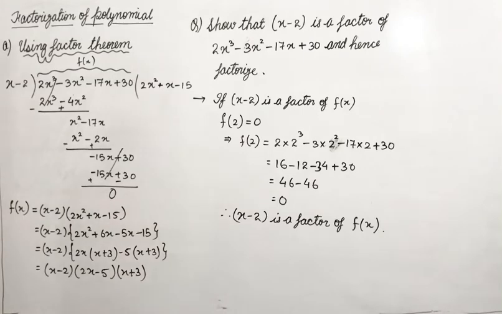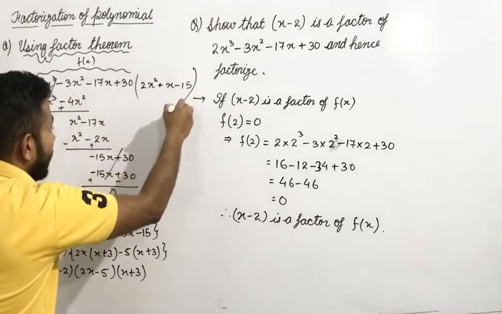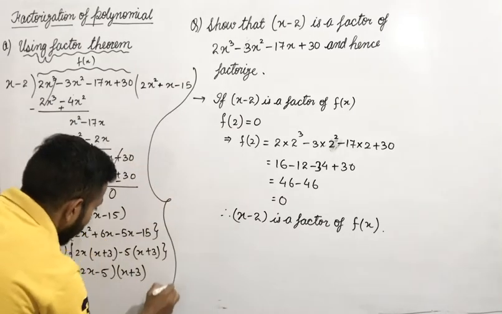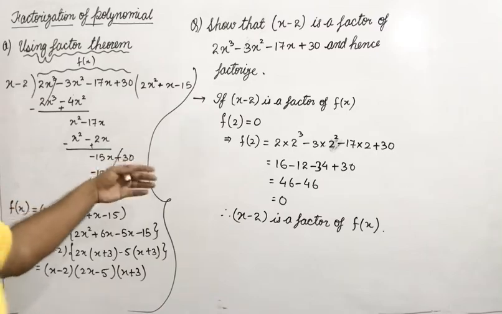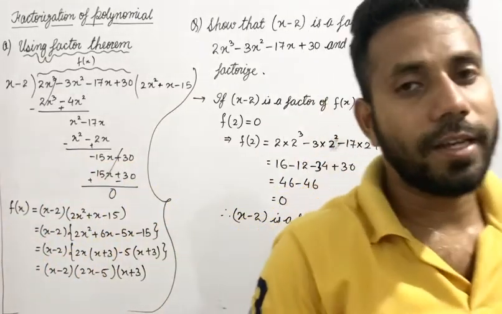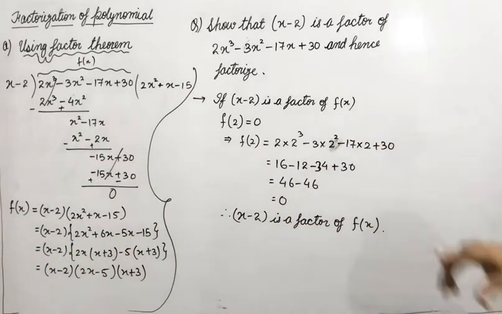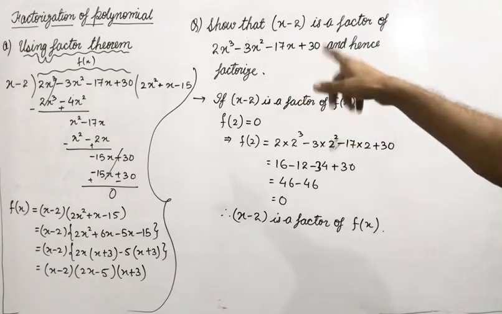You see, one of the factors is x minus 2. The other factor is 2x minus 5 and the other factor is x plus 3. So we have factorized this. But you don't need to write this complete thing in the fair part, because it has been asked to use factor theorem.